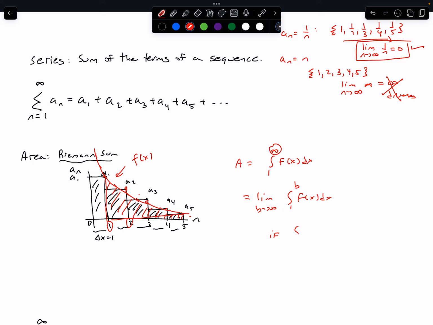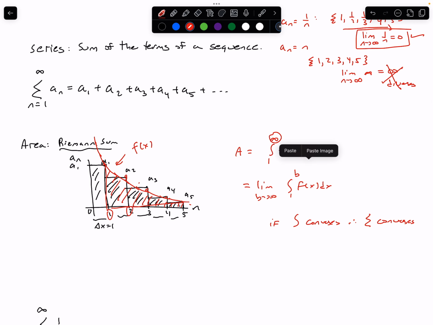If the integral converges, now take a look at the picture again. If the integral converges, remember, the integral covers more area, then the Riemann sum is also going to converge because it has less area underneath it. So we say if the integral converges, therefore the summation will also converge.